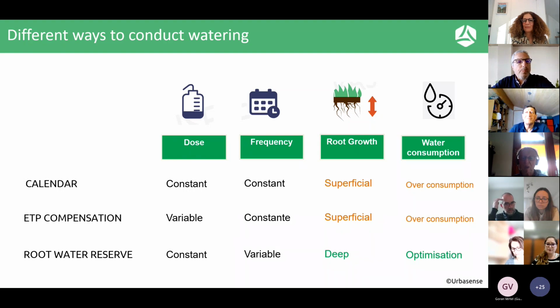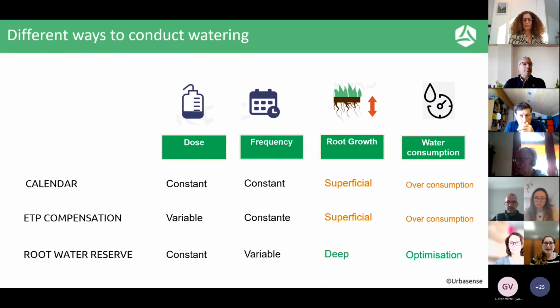Because with calendar, you don't really measure the water consumption. You just say, I'll water my plants every 2 weeks. And even if they don't need it, they'll have to be watered. And when you have ETP compensation, you'll be better, but maybe not the best you can be. Next, please.